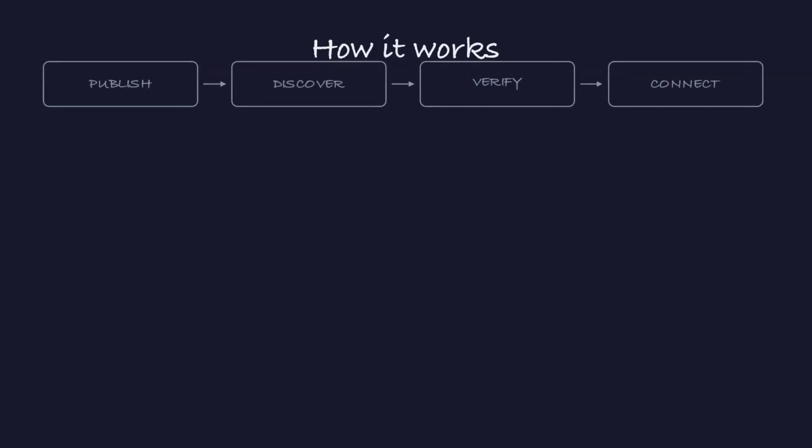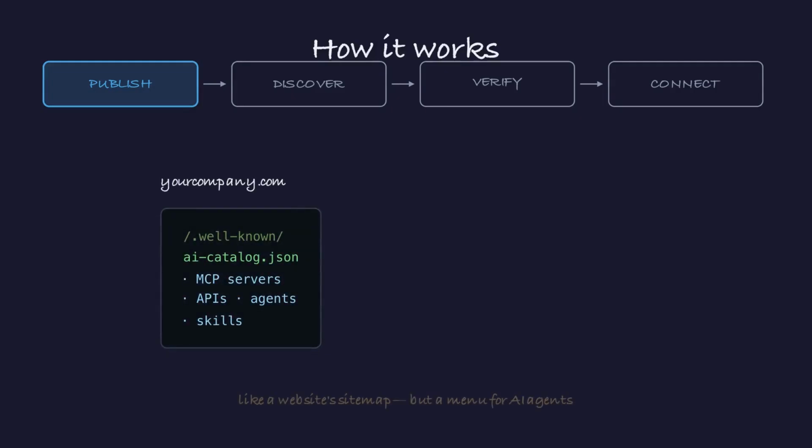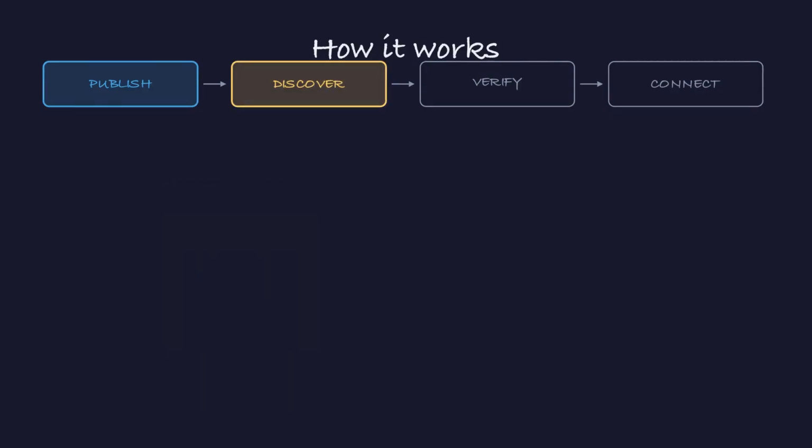ARD works in 4 moves, and if you know how the web already works, this'll feel familiar. Publish, discover, verify, connect. Step 1. Publish. A provider hosts one machine-readable catalog file on its domain at a standard, well-known path. Think of it like a website's sitemap, except instead of telling Google how to crawl your pages, it tells AI agents what you offer. Your MCP servers, APIs, agents, and skills. A machine-readable menu.